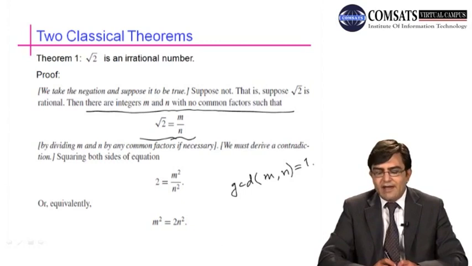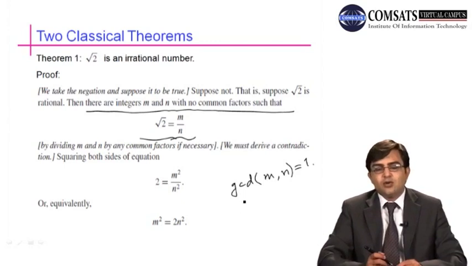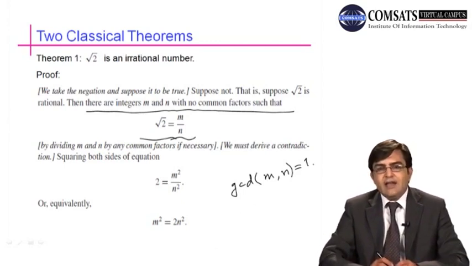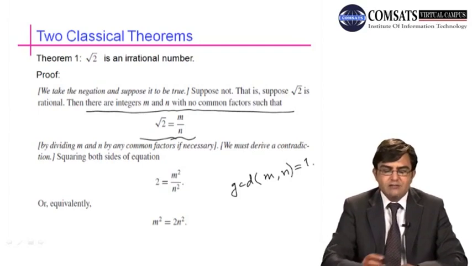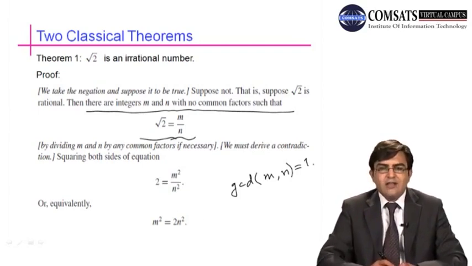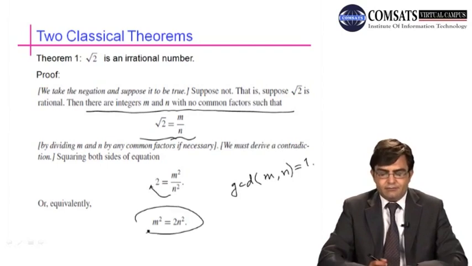The GCD of m and n must be 1, or you can say that there is no common factor in m and n. So we write root 2, or square root 2, is equal to m by n, which is the form of a usual rational number. Now we take the square on both sides. We obtain 2 is equal to m square by n square, or equivalently, multiplying by n square, we can write m square is equal to 2n square.